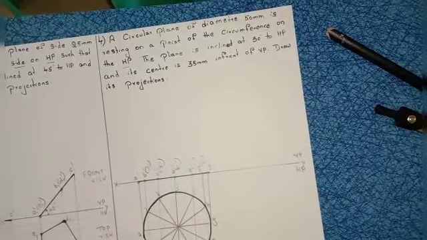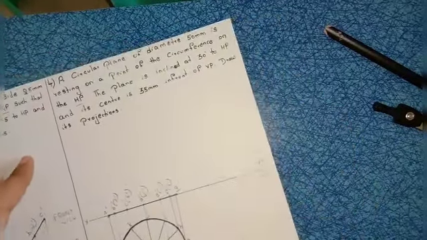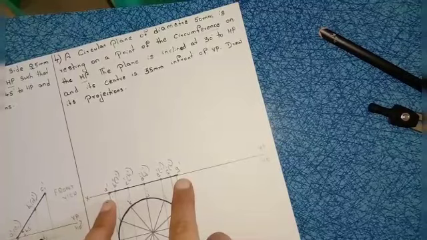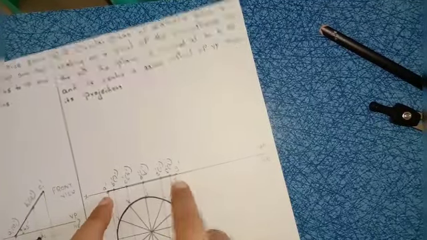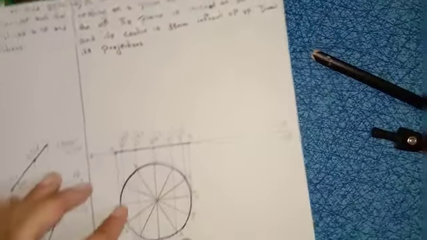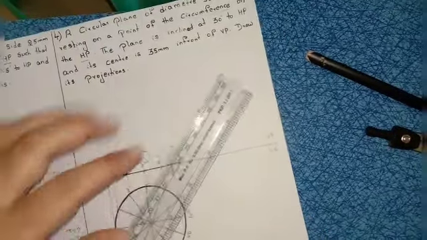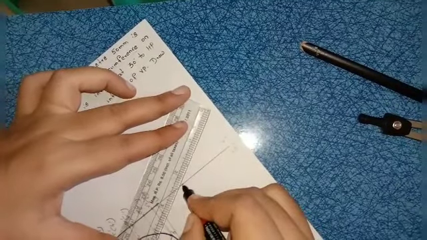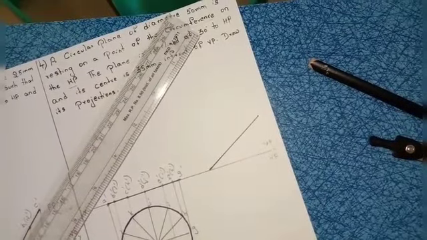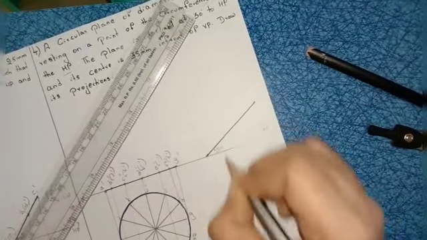After that you should mark the angle. The angle is 30 degrees to HP. To HP means I should draw the line here. The angle is 30 degrees. How much length do we have to take? Measure the length from A to G and draw here. A to G is the diameter, so we will get 50. So take a 30 degrees angle and take 50 mm here.